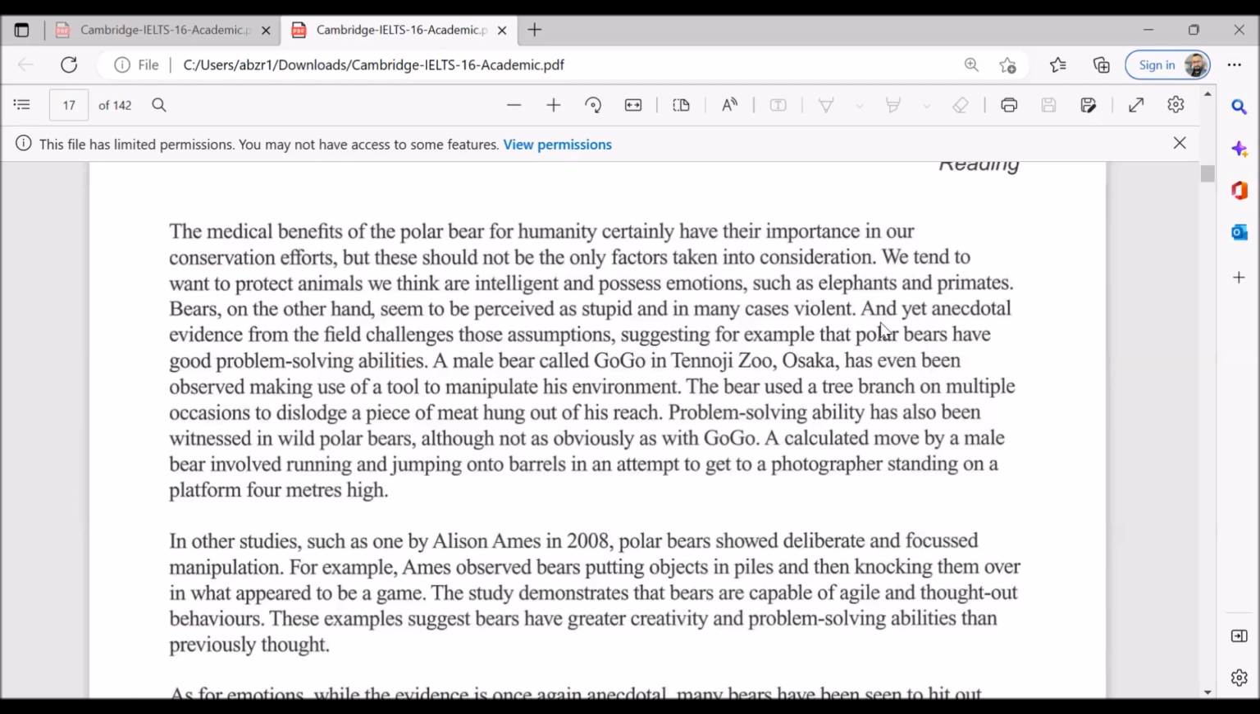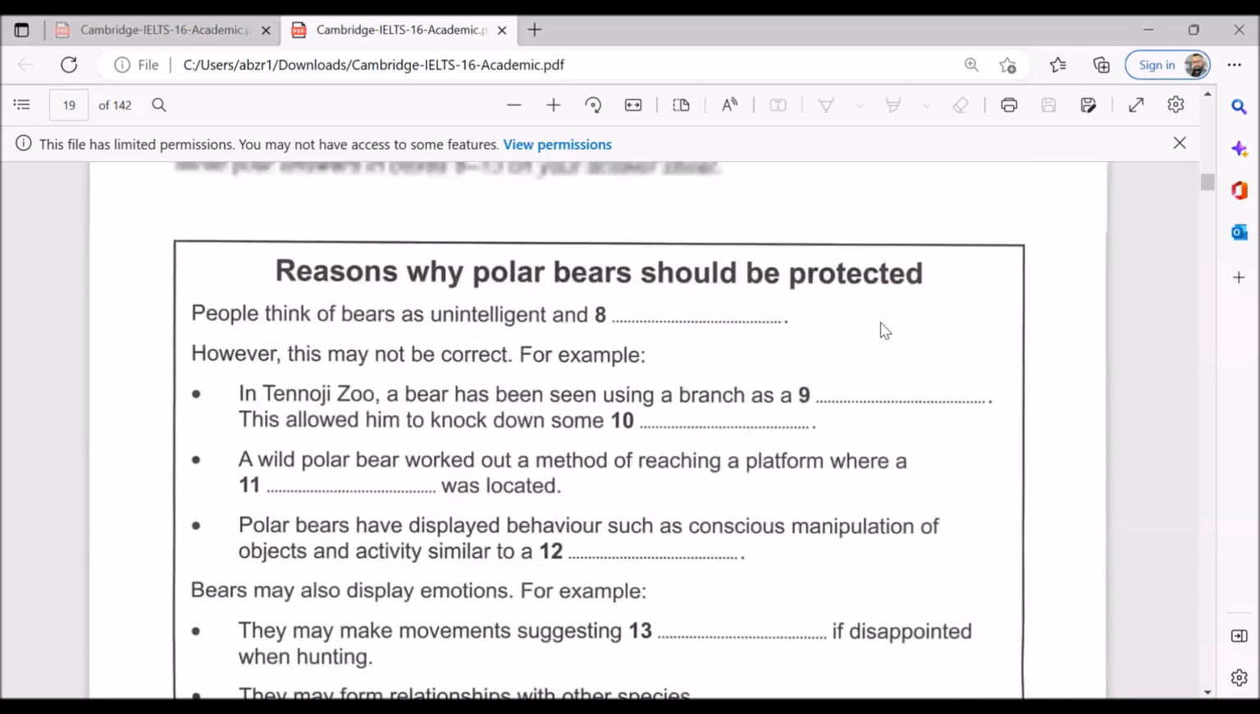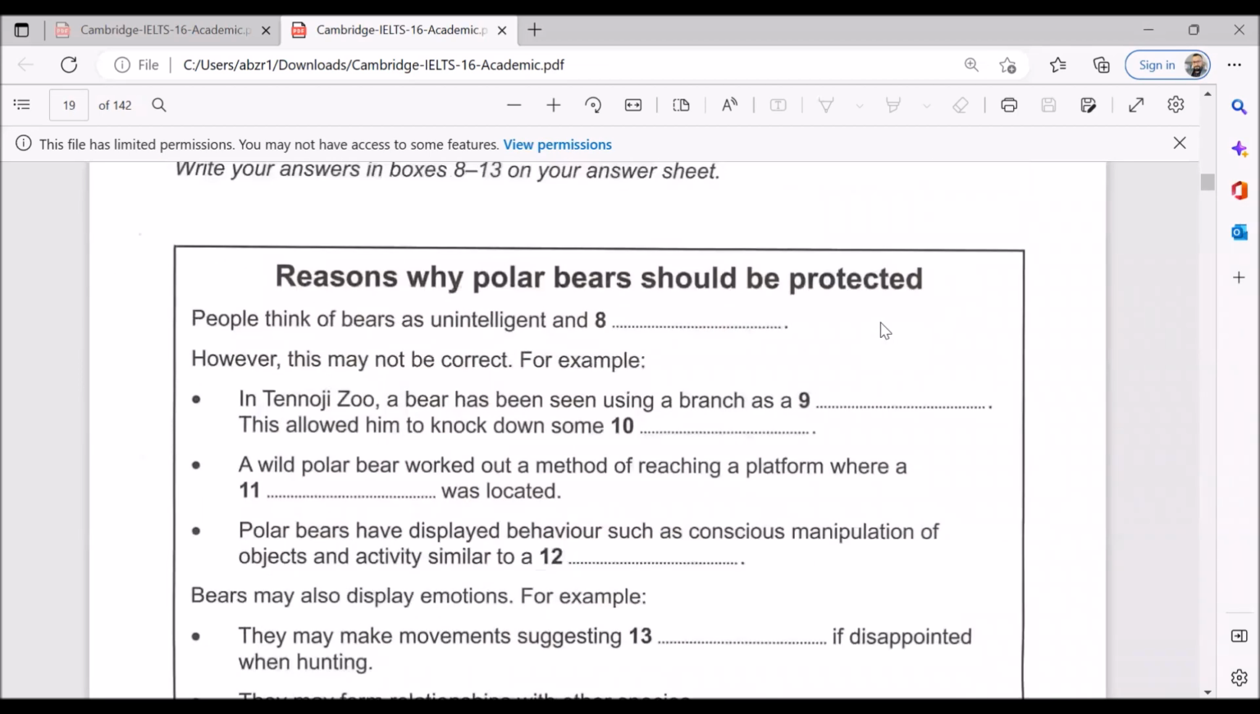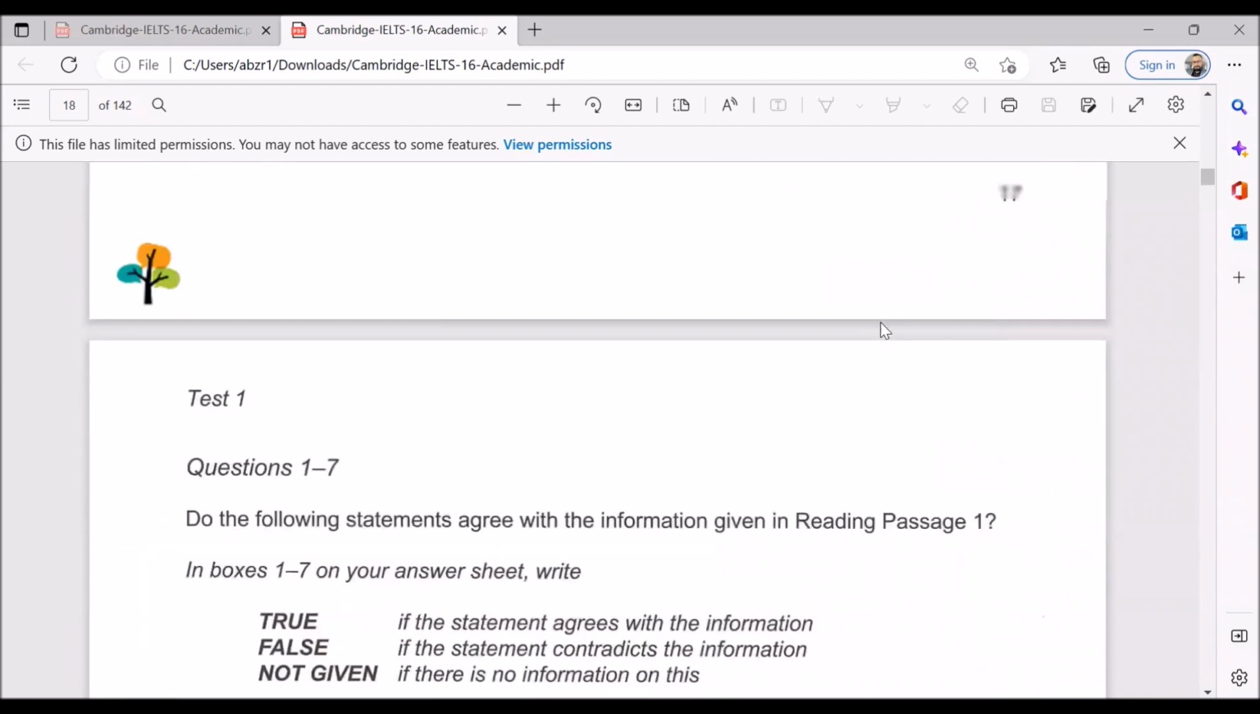The answer should be, let's read out the question first, and after that we'll find out which one is the appropriate word for this one. A bear has been seen using a branch as a dash.